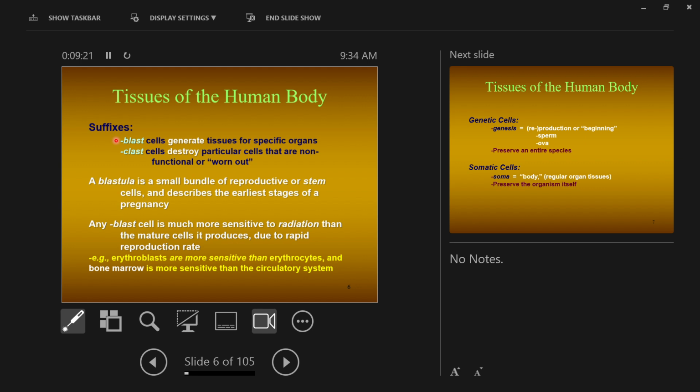I'm not going to put clast up there because I think the screen does an okay job of explaining. Cyte as a suffix. Okay. Cyte cells are mature cells. They are thought of as maintenance cells.